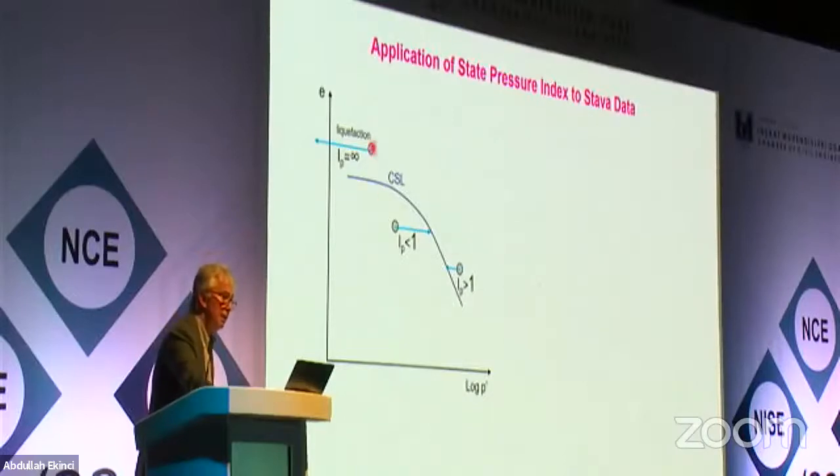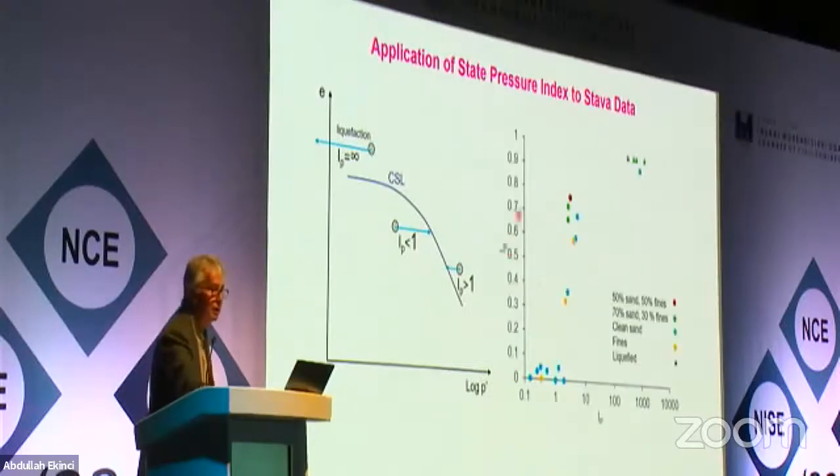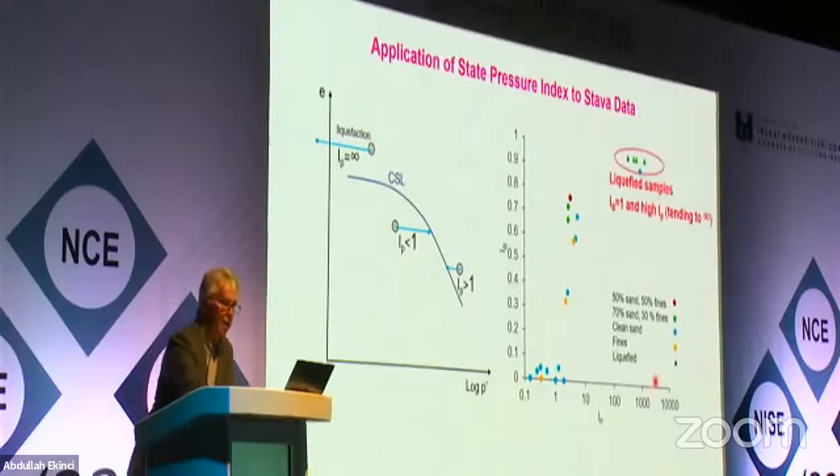So here we have IP of infinity, IB less than 1 below the critical state line, and IB greater than 1 above the critical state line. So these are the data for Stava: IB, brittleness index, against IP, state pressure index. Those are the liquefying samples up there with an IB of 1 and a high IP state pressure index, of course, tending towards infinity as P' critical state turns to 0.